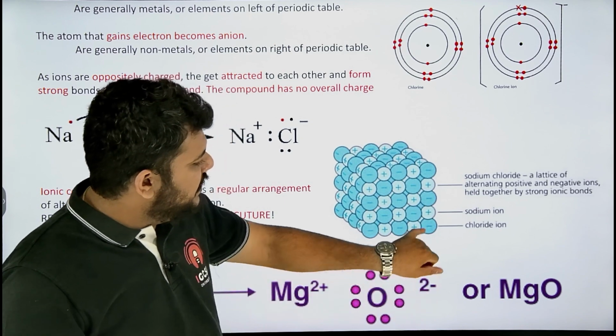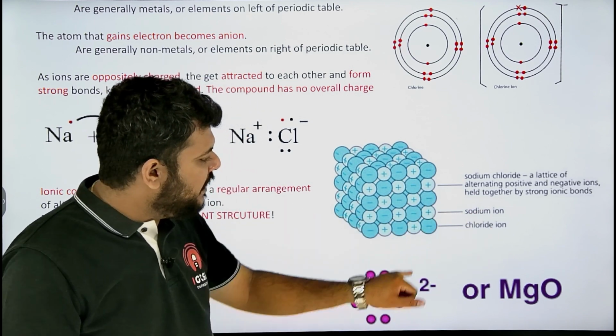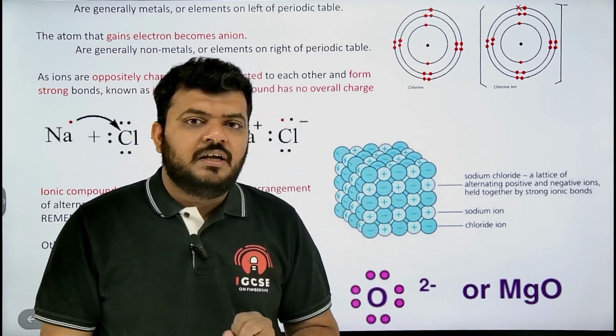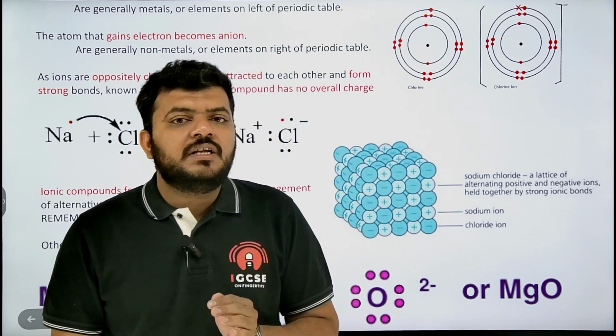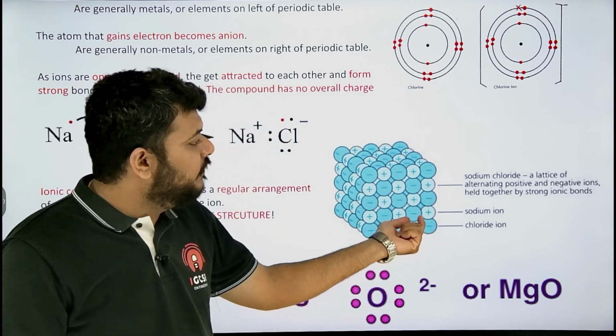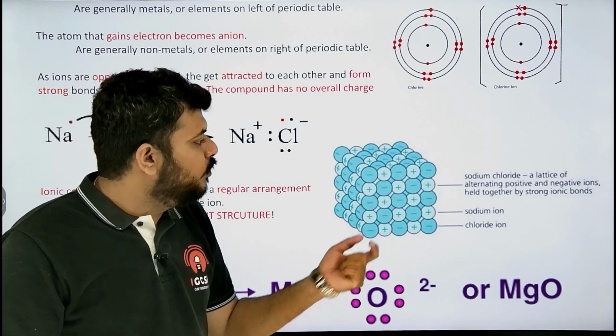Now what is there? There is a positively charged sodium ion and a negatively charged chloride ion. See, sodium has two shells after it forms ions. Chlorine has three shells after it forms ions. So the chloride ion will look larger than the sodium ion.